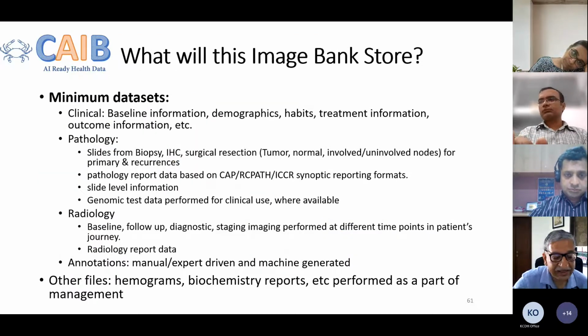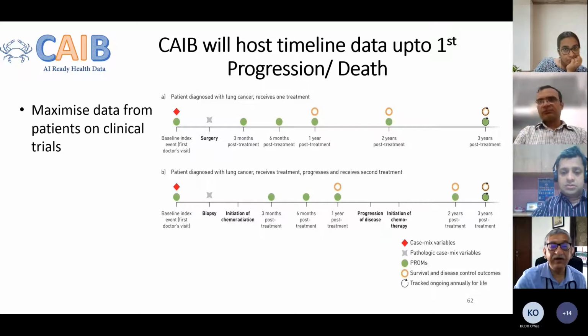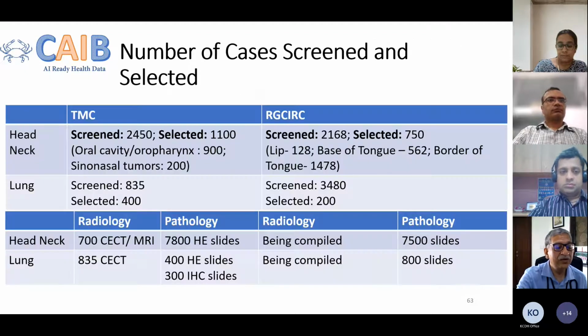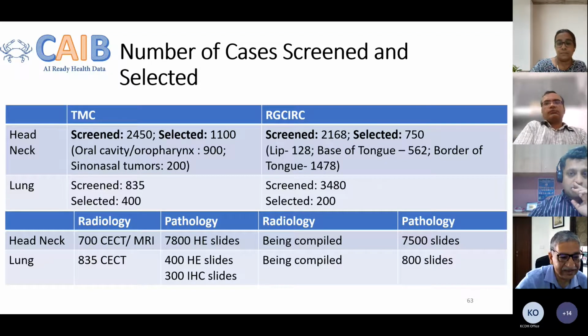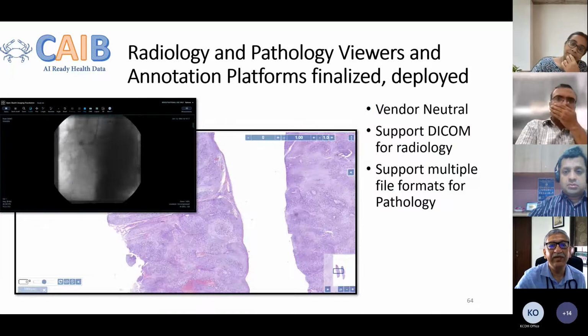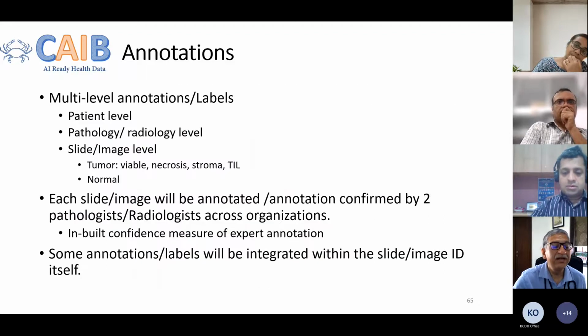A minimum data set has been defined, and many of you know that cancer is a longitudinal disease. It's not a cross-sectional disease, and therefore it is very important to also collect longitudinal information and store it as part of this imaging biobank, which we are doing. In two cancers, head and neck and lung, significant progress has been made, but we have been approved for banking the images and linked information of almost 50,000 patients by our ethics committee, which is in progress at the current time. The viewers and annotation platforms have been finalized and deployed.